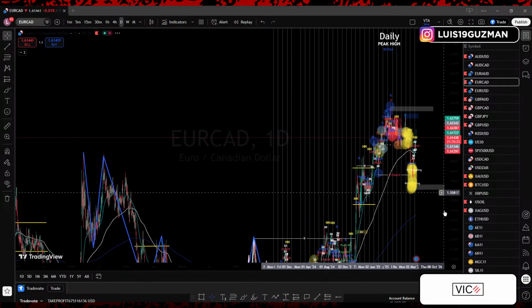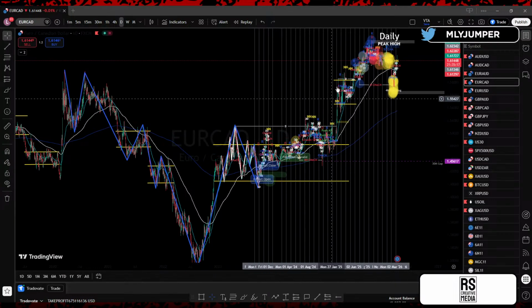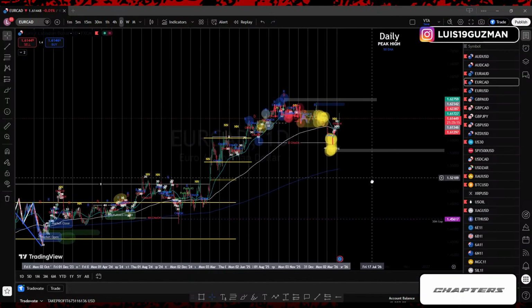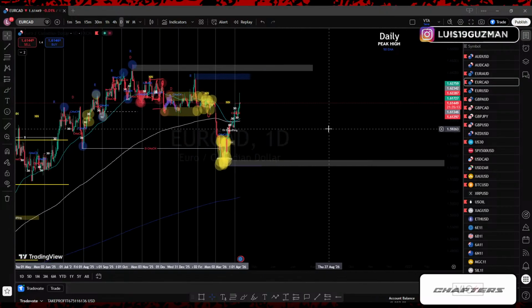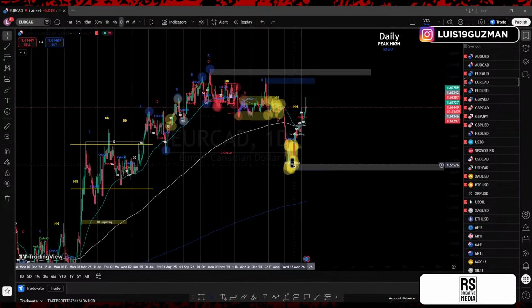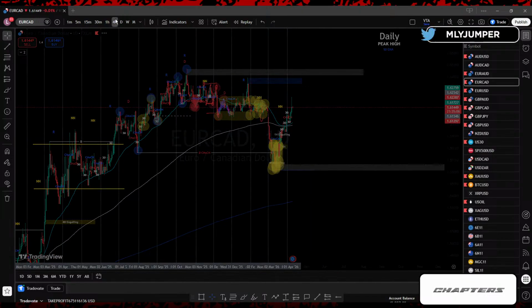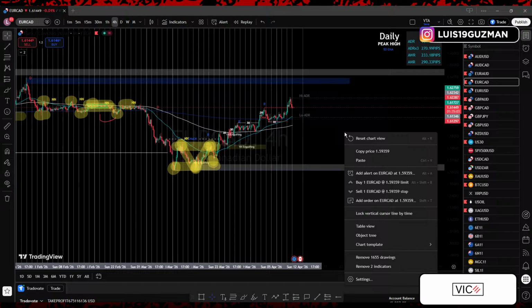EuroCAD, we are in peak high territory, right? We already reached our previous peak highs. We had push 1, push 2, push 3. Once again, what I'm waiting for here is a change of character, break of structure on the higher time frames. We already have the change on the daily. Price gave us a lower low. Again, pretty much just waiting to see where price wants to give us that lower high point.